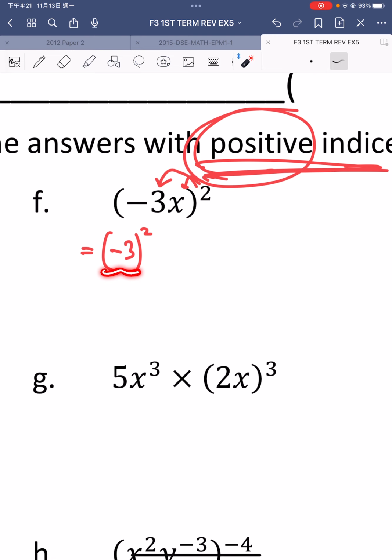You count this as a negative number and then you take the square, which means this is equal to negative 3 times negative 3, which is not equal to negative 3 squared. Okay, this is not equal to negative 3 squared. So then we have the x squared as well. Then negative 3 total squared is equal to 9x squared.